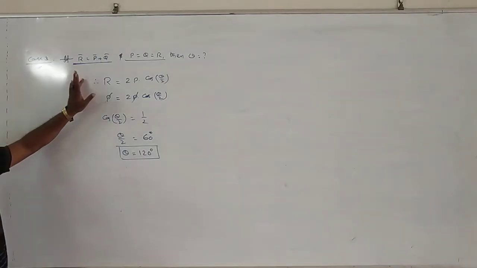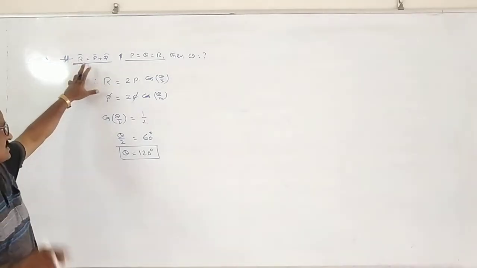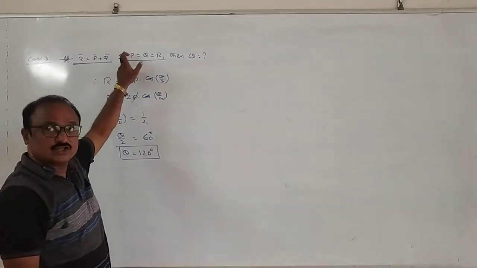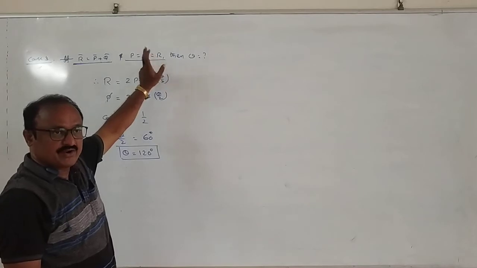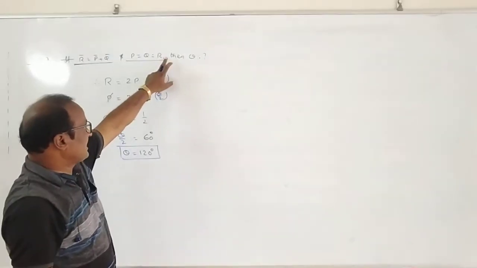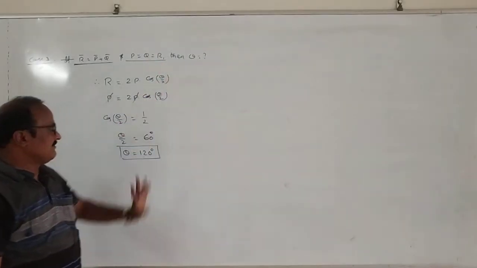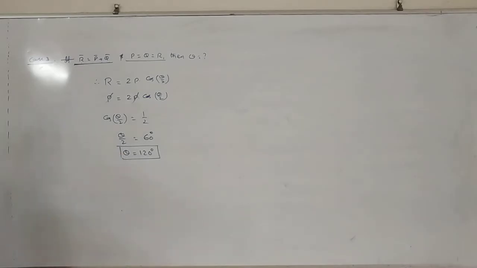What is the condition here? R bar is equal to P bar plus Q bar and P is equal to Q is equal to R. The magnitude of the two vectors is the same and equal to the magnitude of the resultant. Find the angle between the two vectors, which means theta is equal to 120 degrees. Again, case 4.